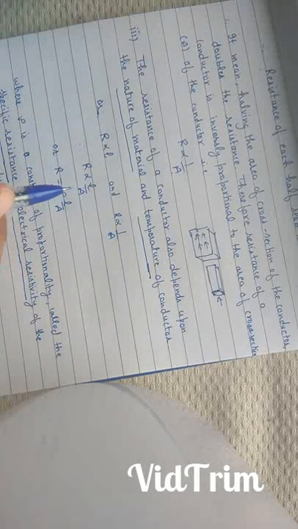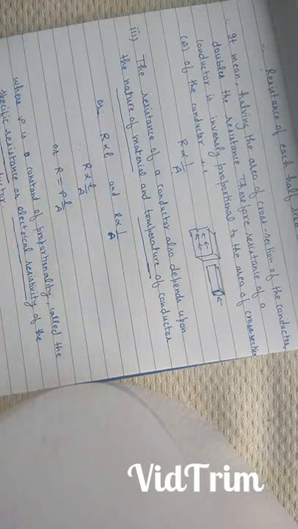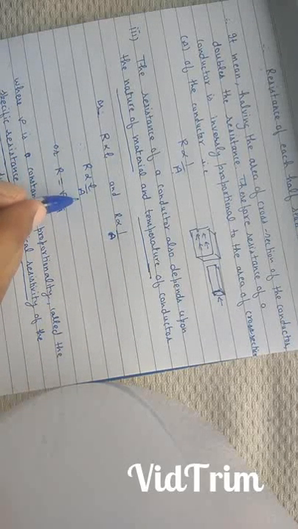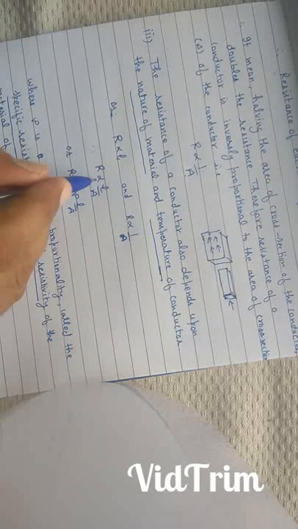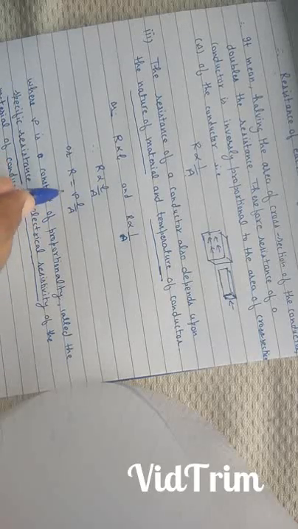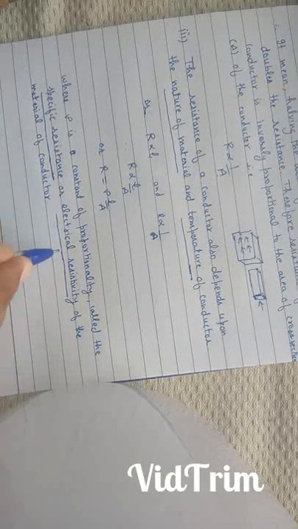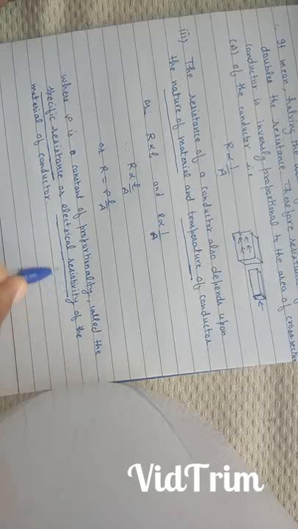As R is directly proportional to L and R is inversely proportional to A, therefore R is proportional to L upon A. On removing the sign of proportionality, we multiply with a constant rho. Therefore, R is equal to rho L upon A. Rho is a constant of proportionality, which is called specific resistance or electrical resistivity of the material of the conductor.